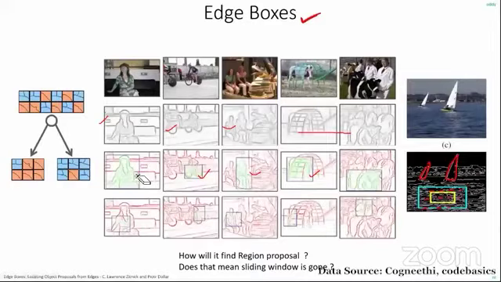Now the question comes, we were running this sliding window, right? We don't want a sliding window. Why didn't we want a sliding window? Because in the last scenarios we used to have a sliding window. After each slide we used to send that to the CNN, and the CNN used to take a huge amount of time for classification of those images.